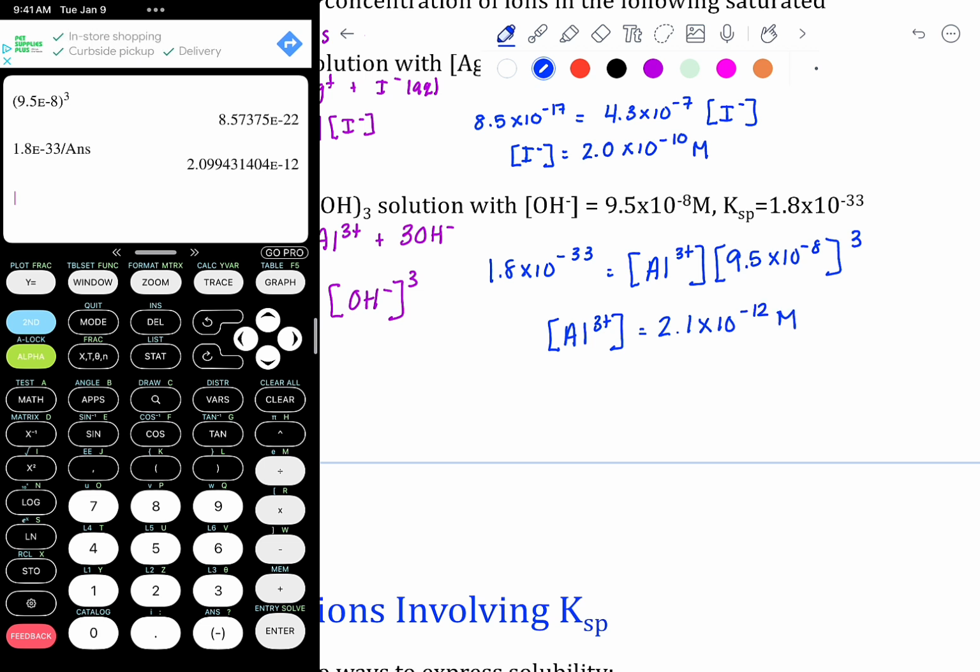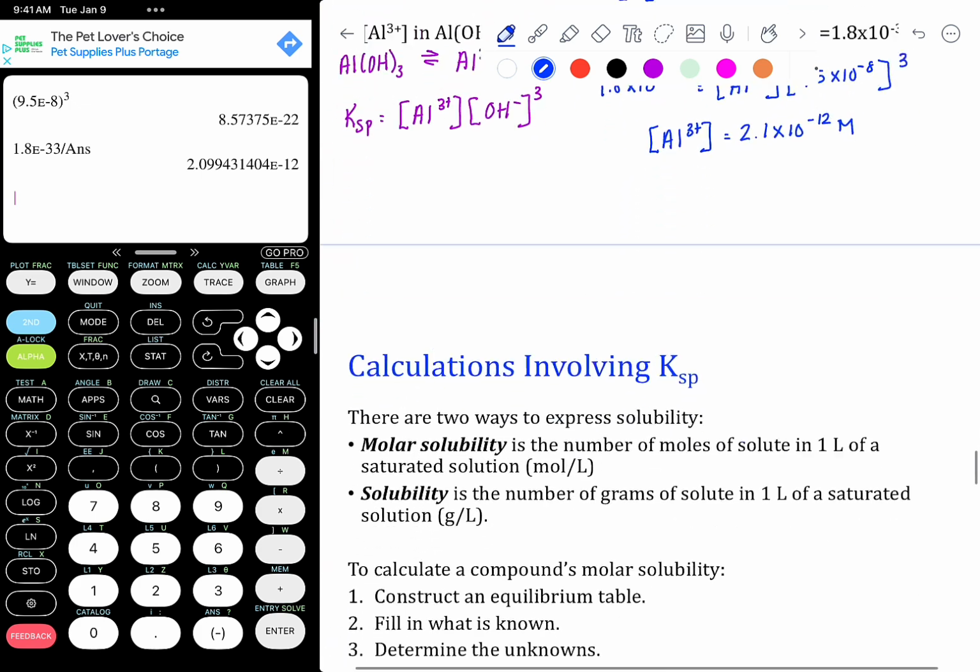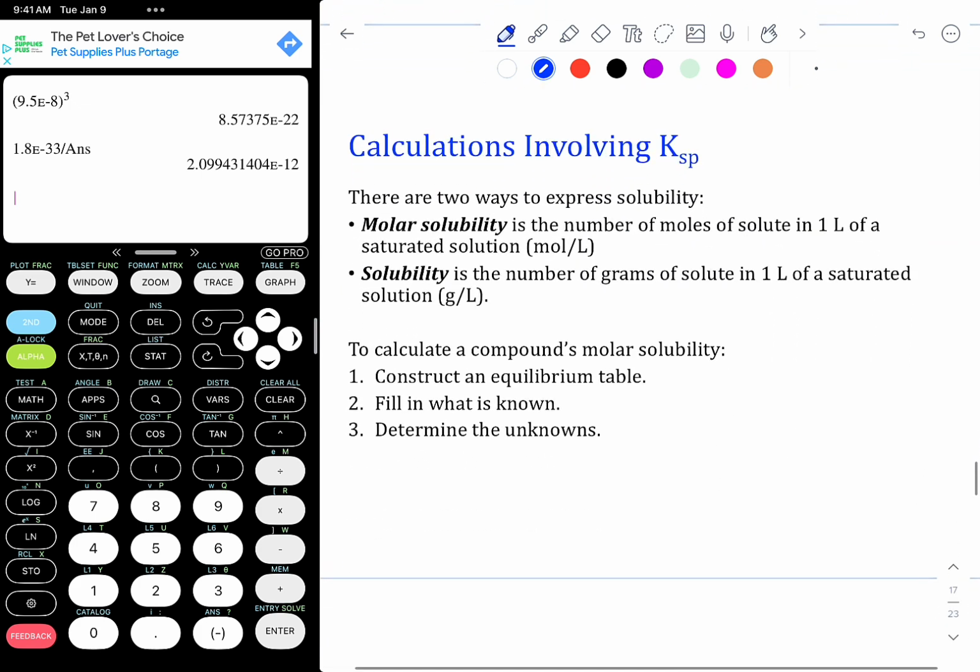Now these types of calculations are pretty straightforward if we know the concentration of at least one of our products and our Ksp. However, as we know, there are sometimes problems where we don't know those concentrations, especially at equilibrium. So we have some additional calculations that we can do that involve Ksp.